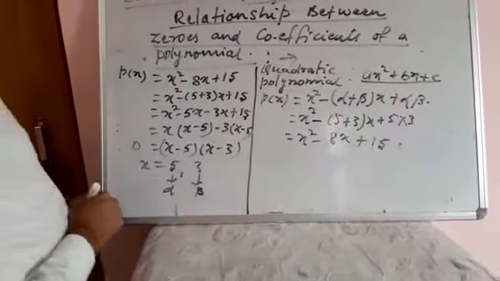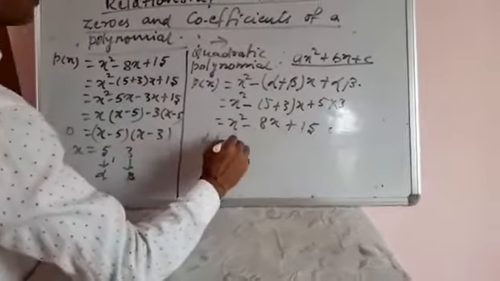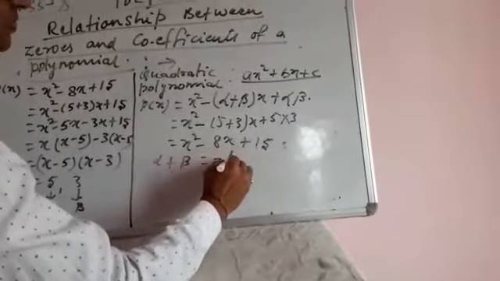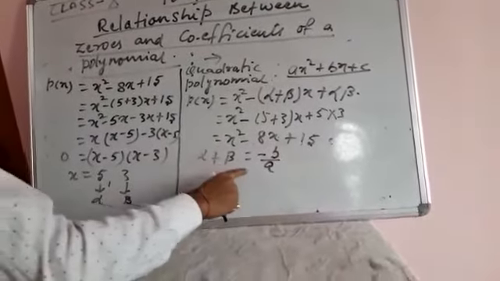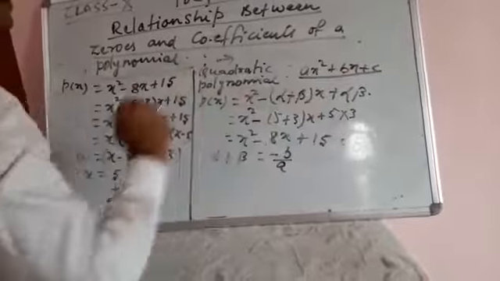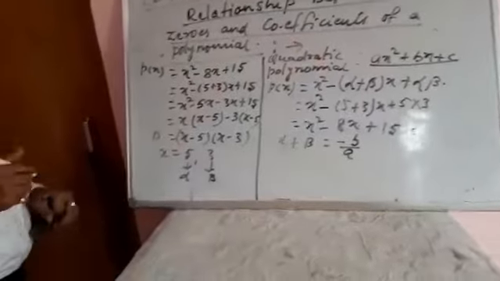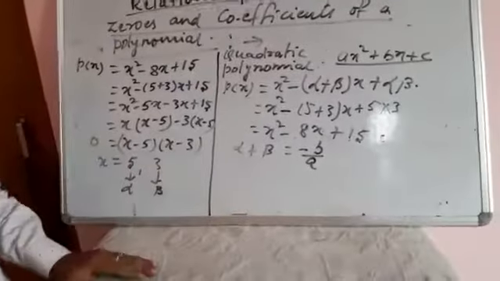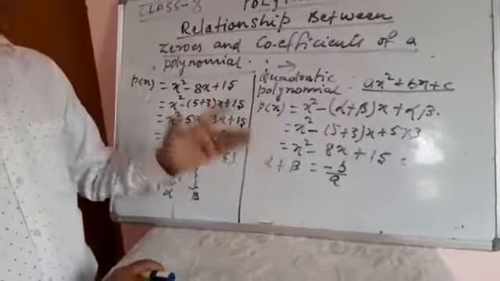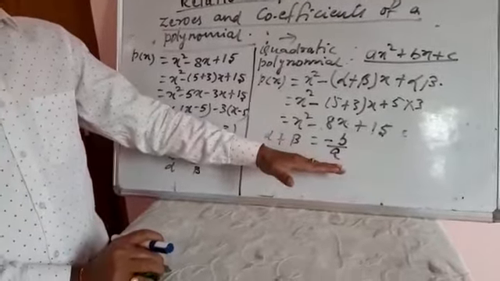And we have some more formulas. We have also the formula of the sum of the zeros of the polynomial, meaning alpha plus beta equals minus b by a. What do you mean by b? This is the coefficient of x. What do you mean by a? This is the coefficient of x square. So it could be written: the sum of the zeros of the polynomial is minus the coefficient of x divided by the coefficient of x square.